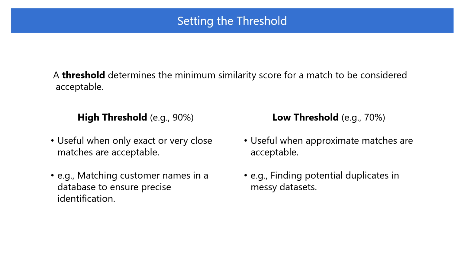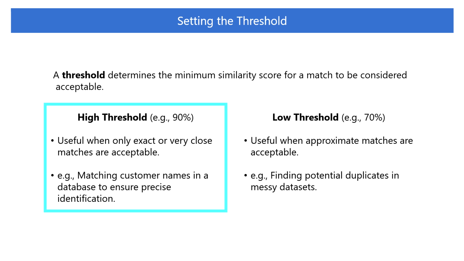Next, set the threshold. A threshold determines the minimum similarity score for a match to be considered acceptable. The threshold depends on the use case. A high threshold, such as 90%, is useful when only exact or very close matches are acceptable. For example, a high threshold is useful in matching customer names in a database to ensure precise identification.